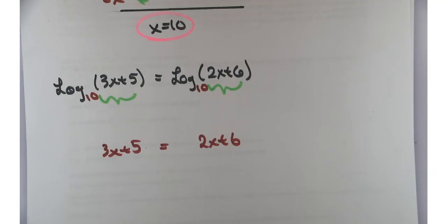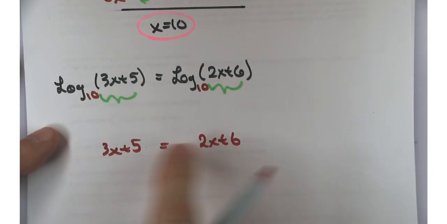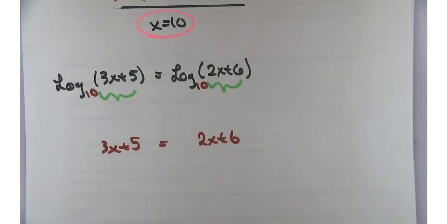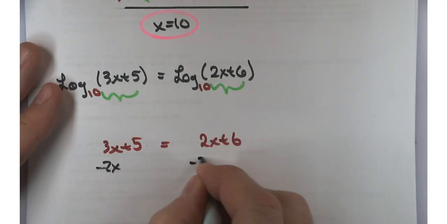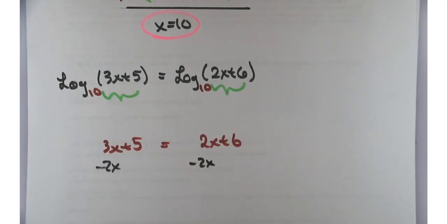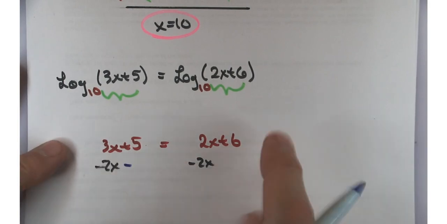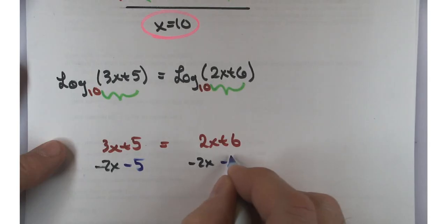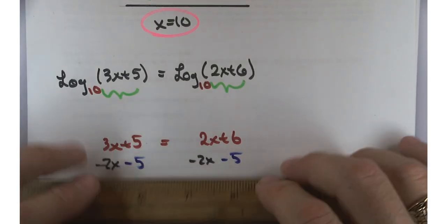Solve for x, good. Because 3 is bigger than 2, I'm going to move my x's to the left-hand side. So I'll subtract 2x from both sides. How about the y's? Or if I'm getting x's over here, I'll put the constants over here.